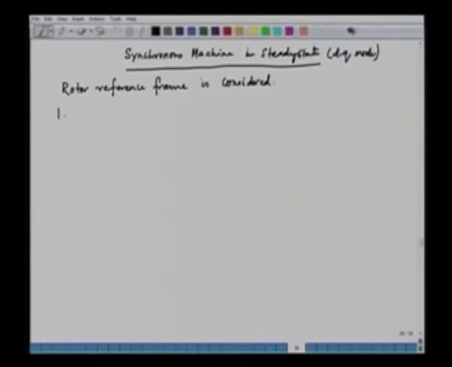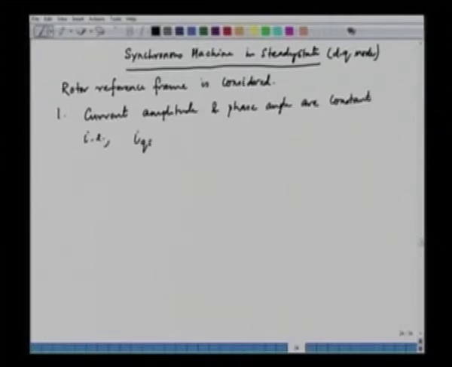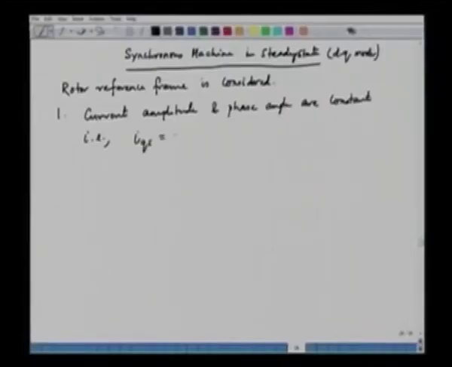So, what is the meaning of steady state? By steady state, we mean the current amplitudes are constant. It means IA, IB, IC are constant, and the current phase angle is also constant. So, we can say that the current amplitude and phase angle are constant, which means IQS. In the rotor reference frame, we can define the currents in terms of D and Q axis currents, and the component of the current along the Q axis is called IQS. IQS is equal to capital IQS because this is a constant quantity. Similarly, the D axis current IDS is equal to capital IDS, that is constant.